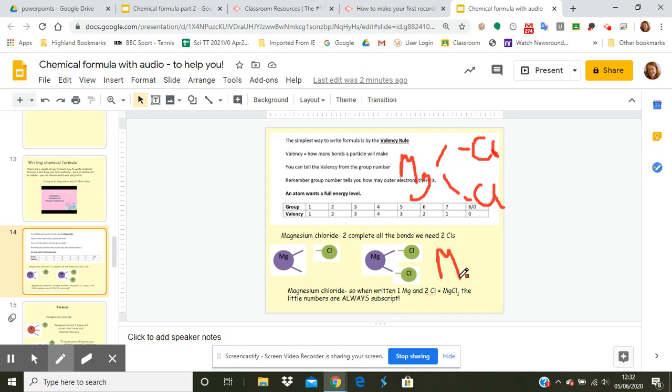Now, Mg, you never have the 1. So you have 1 Mg, so you normally put a 1 down there, but you never use a 1. And then you have Cl, 2 chlorines, and you put a 2 there.